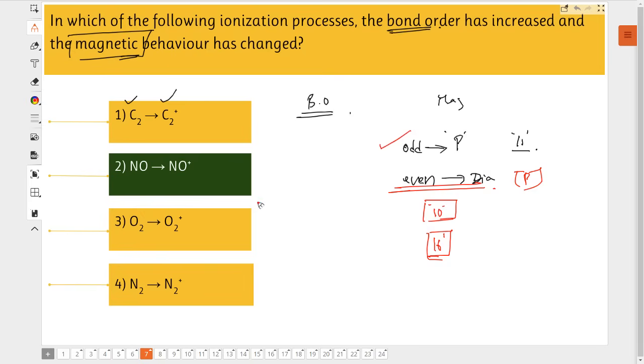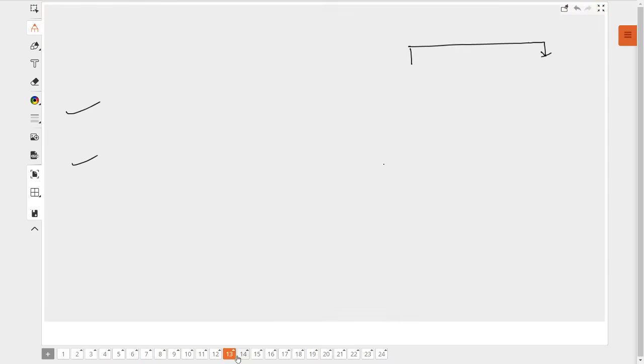Okay, that's great. It is expected to be diamagnetic because it's an even number of electrons. But these are exceptional electronic counts and they behave paramagnetic. Even if they have an even number of electrons, they behave paramagnetic. So remember, any odd number of electrons is paramagnetic. Any even number is diamagnetic, except a total of 10 electrons and a total of 16 electrons. Now let us try applying the same thing to this question.